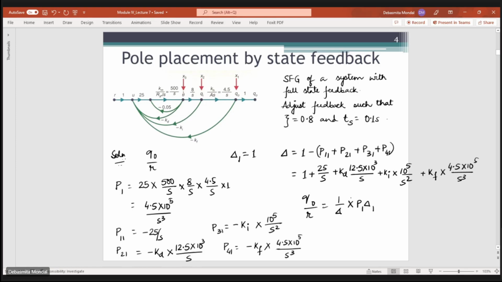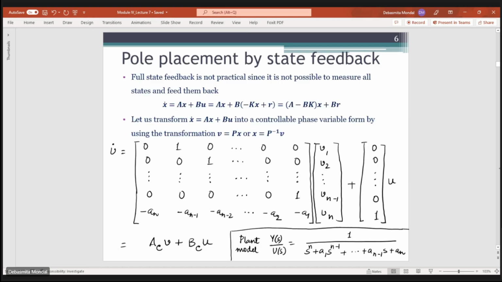Now let us say that we transform this system, using a transformation where v equals Px. So v equals Px means x equals P inverse of v. If you simply substitute v equals Px in the previous equation, you will end up with a state equation which looks like this.